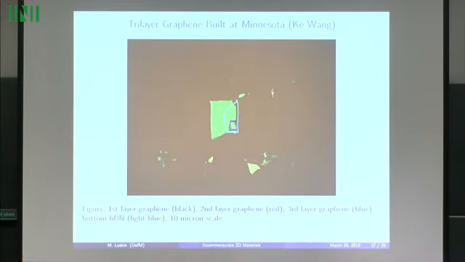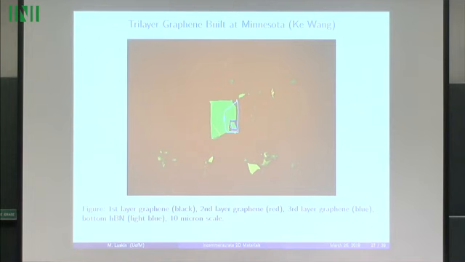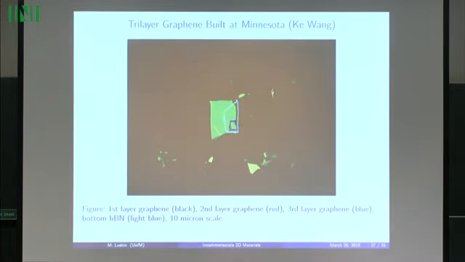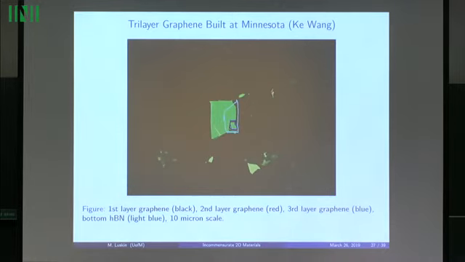Now, there's a collaborator of mine at Minnesota, Kawang, who's just starting out in the physics department. He's working along with us and has already grown tri-layer graphene. So we're on the way to something interesting.